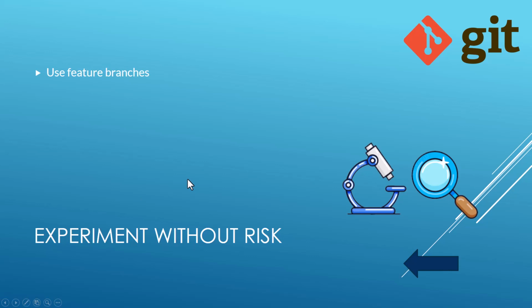The first one is to use feature branches. Feature branches are branches that are used to develop new features or experiment with new ideas. They allow developers to work on a separate branch without affecting the main branch. Once the feature is complete, it can be merged back into the main branch.